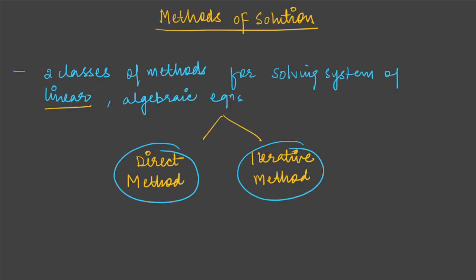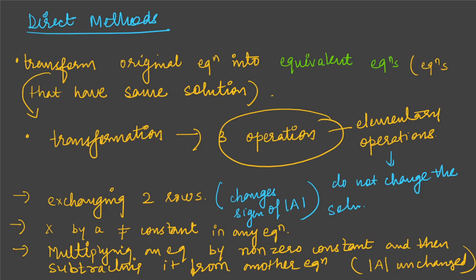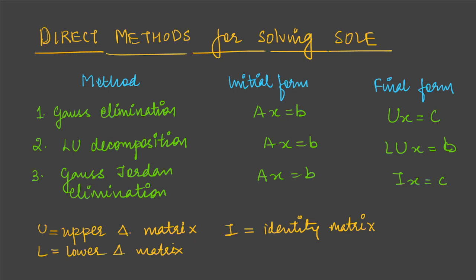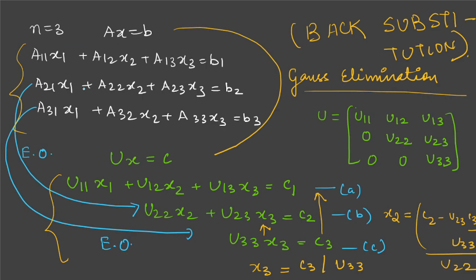Methods have two classes, direct and indirect, and we understood both. Then we went through the direct methods for solving systems of linear equations, the three methods we are going to study. And we connected how Gauss elimination, LU decomposition, and even Gauss Jordan are the direct ones, to link how we are converting our original equations to the equivalent equations.